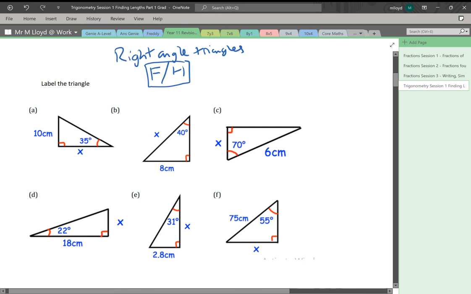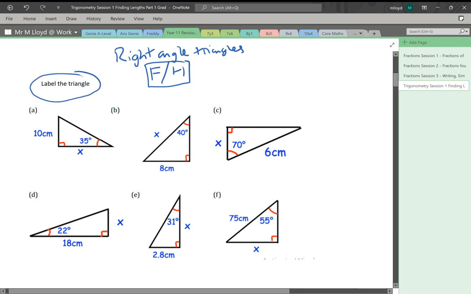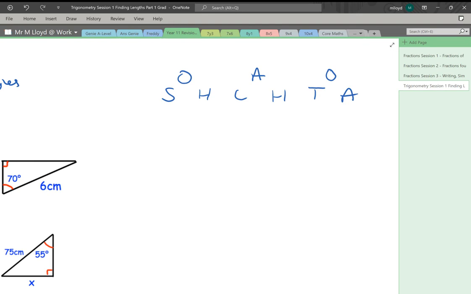Now, the first thing that we need to do when we're working out how to find a length in trigonometry is label the triangle, which I'll get to shortly, because we're going to need to know what our functions are. So, SOHCAHTOA, or also known as SOHCAHTOA. Apparently, there's a different version of this. I've never heard it. I don't know what anyone's talking about, and I definitely wasn't taught it at the school I'm currently working at. So, SOHCAHTOA.